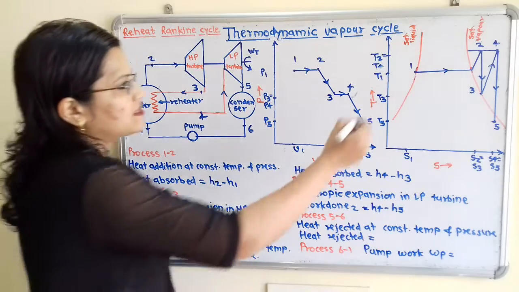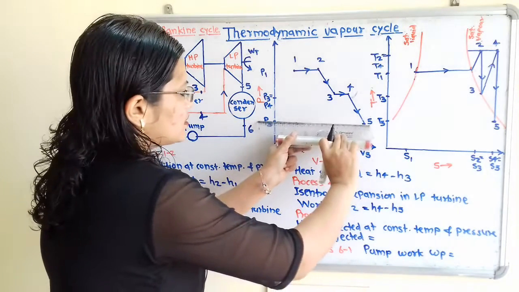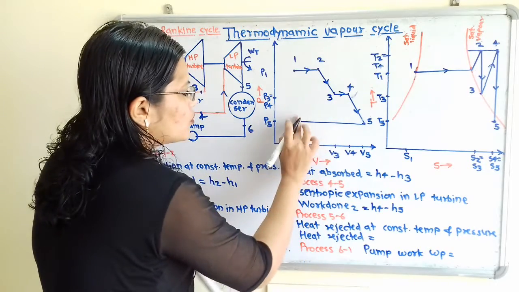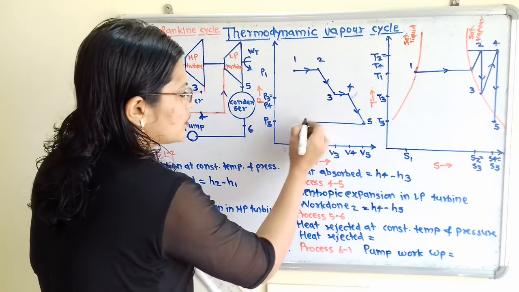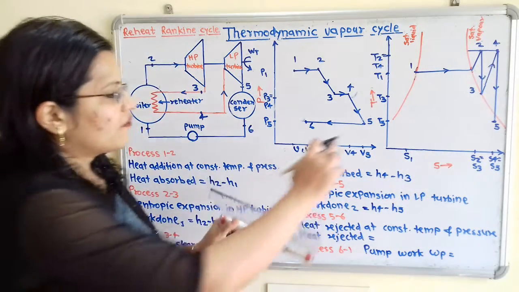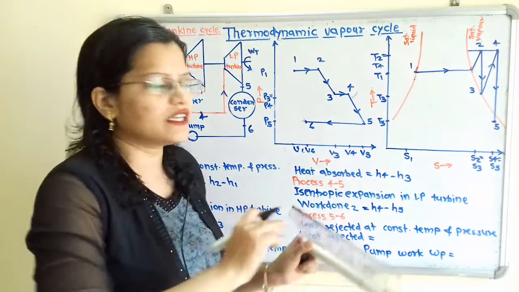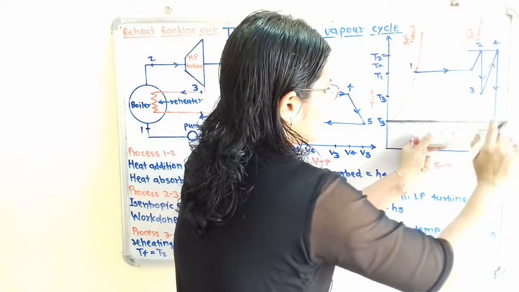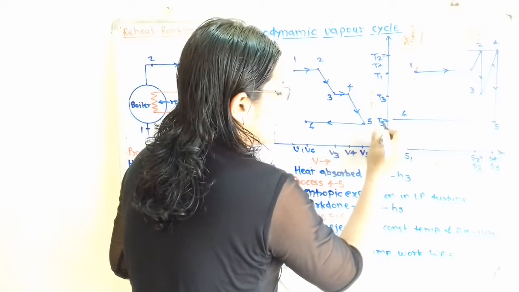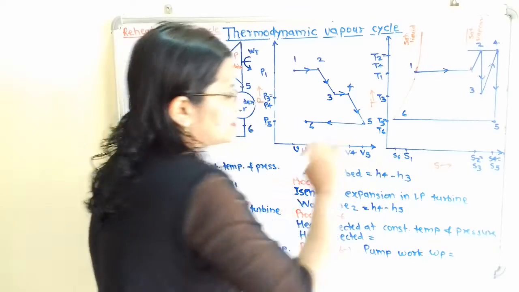So we have to show point 6 on the saturated liquid line. So in the same way I will show here point 6 at constant pressure. So volume is getting decreased. So here will be point 6 and volume V6. And for the temperature entropy diagram, we have to extend this point 5 up to the saturated liquid line. So here will be point 6. So T5 is equal to T6 and I will show here the entropy at point 6, that is S6.